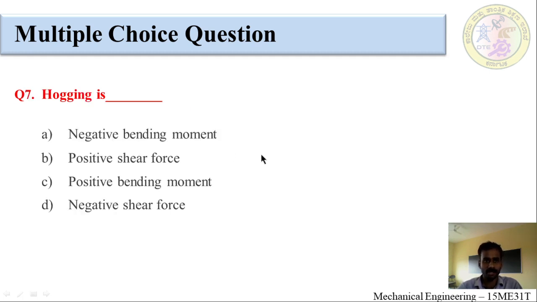Question number 7, hogging is, so hogging is taken as a negative bending moment. So question number 7, option A is the right answer. Okay, so again sagging is a positive bending moment. So option C will be the right answer for this question number 8.